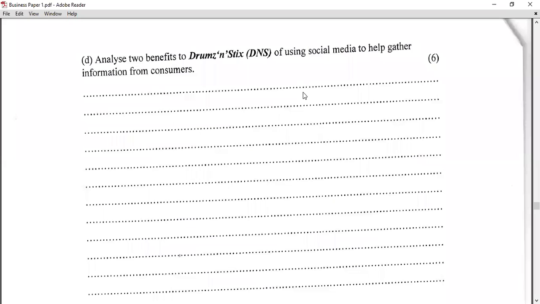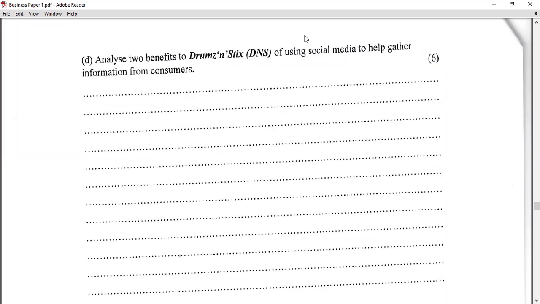Also, there are billions of people using social media platforms. So for DNS, it's a musical instrument selling organization, plus they are now offering drumming lessons also. If you are an organization like that, how can you use social media to gather information from consumers?